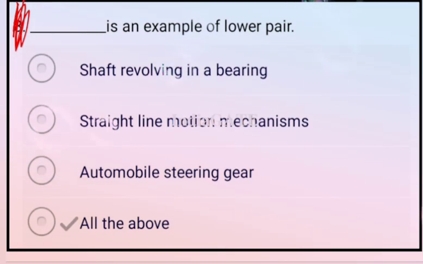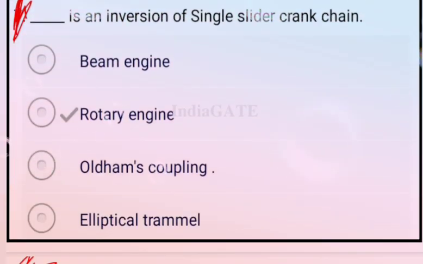Dash is an example of lower pair. So the correct answer for this question is option D, means all of above. These are shaft revolving in a bearing, straight line motion mechanism and automobile steering gear. So these are the correct examples of the lower pair. Now come to the next question. Dash is an inverse of the single slider crank chain. So the answer is rotary engine. So option B is the correct answer.